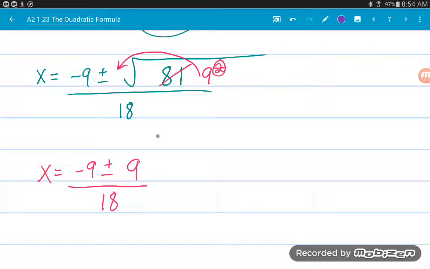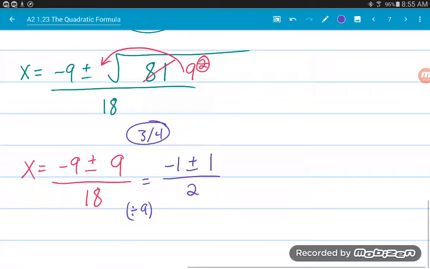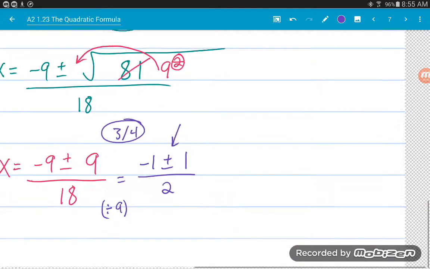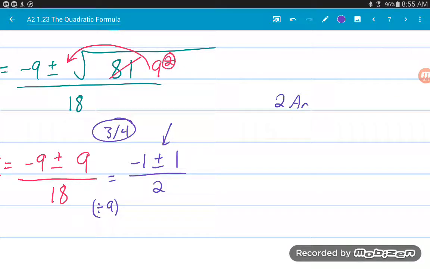To get a full credit answer, this right here would be 3 out of 4 points. 3 out of 4 points isn't good enough. What we're going to do is divide all these terms by 9 because they have a GCF. Divide the bottom and the top, all terms, and what you're going to get is negative 1 plus or minus 1 over 2. So if you wanted to break this up, remember that plus and minus is 2 separate answers. So you have 2 answers.